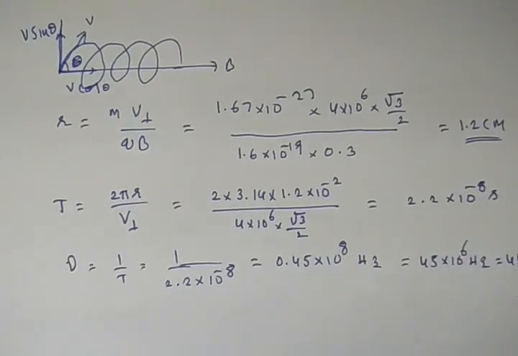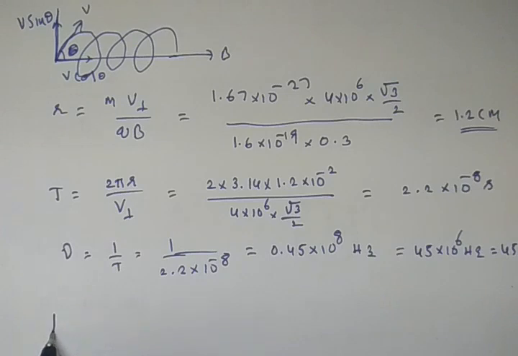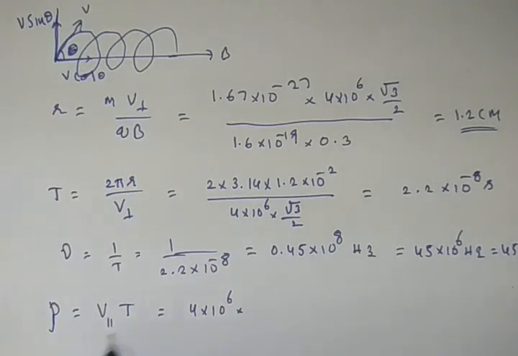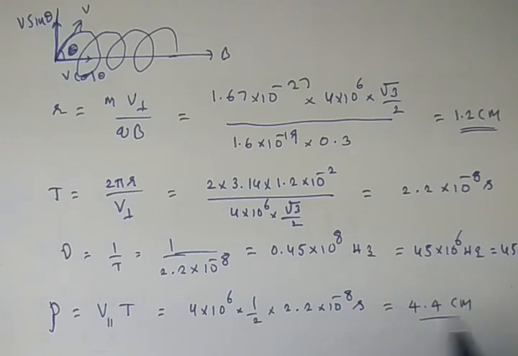Now let us compute the pitch distance. To compute the pitch, you need the parallel component of velocity times the time period. The parallel component of velocity is 4 × 10^6 times v cos θ, and cos 60 is 1 by 2, times the time period 2.2 × 10^-8 seconds. Once you calculate this, you get 4.4 centimeter. So this is the pitch.